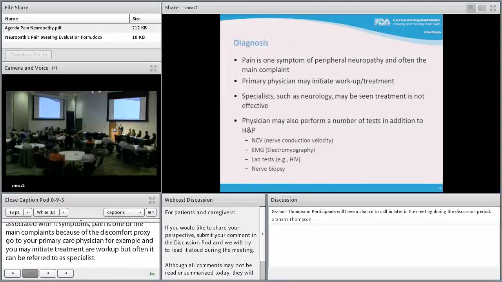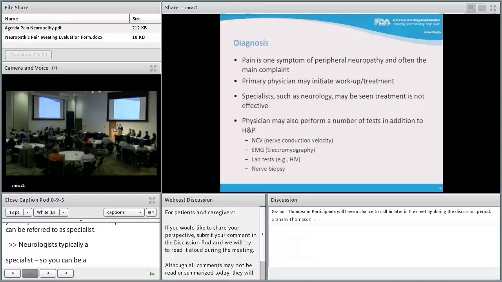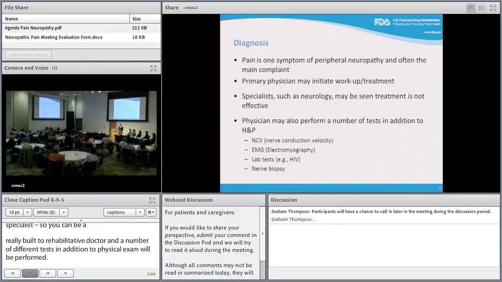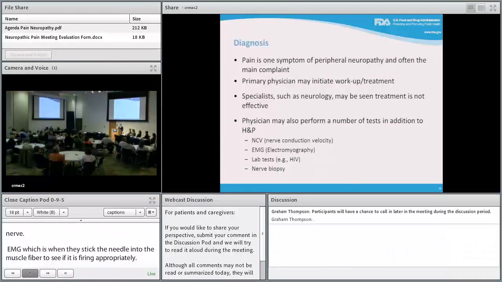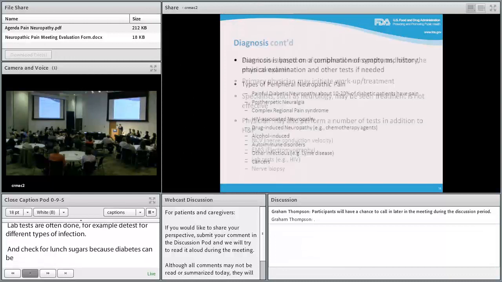And then a number of different tests, in addition to a physical exam, can be performed. Those of you who may recognize some of these terms: a nerve conduction velocity, that measures the speed of the nerve; EMG, which is when they stick the needle into the muscle fiber to see if it's firing appropriately. Lab tests are often done. For example, they can test for different types of infection, can check for blood sugars because diabetes can be associated with this, and many other studies. And they may even go to a nerve biopsy, where they may take a piece of the nerve and send it off to a pathologist to look at it under a microscope.